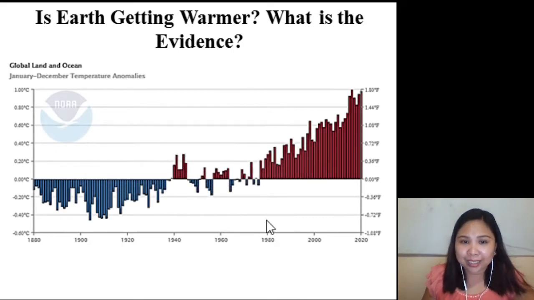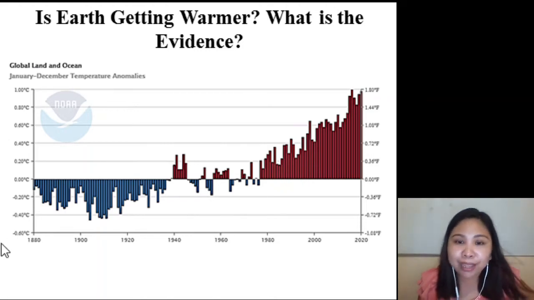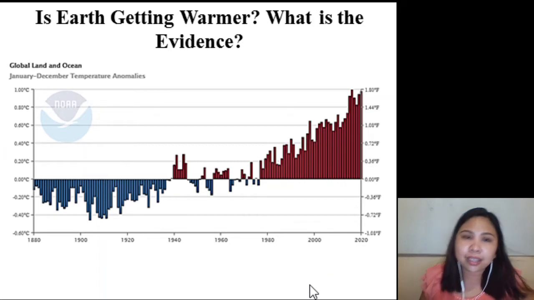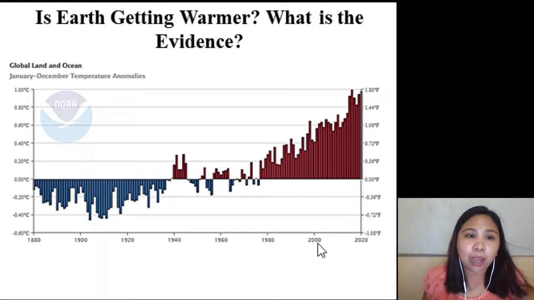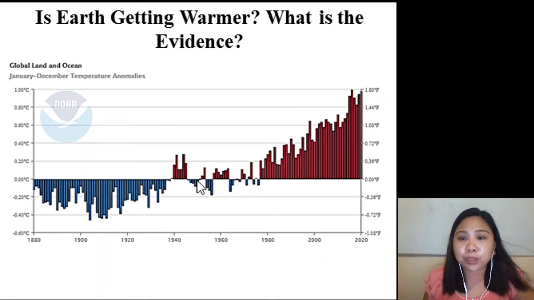Okay, this one. This is a graph of the global land and ocean temperature anomalies from 1880 to 2020. Actually, this is a current data taken from NOAA. Ayan, so kung gusto nyo makakuha ng mga data about our Earth, about global land temperature, you go to the website of NOAA. Ayan. So, before, yan yung temperature anomaly.